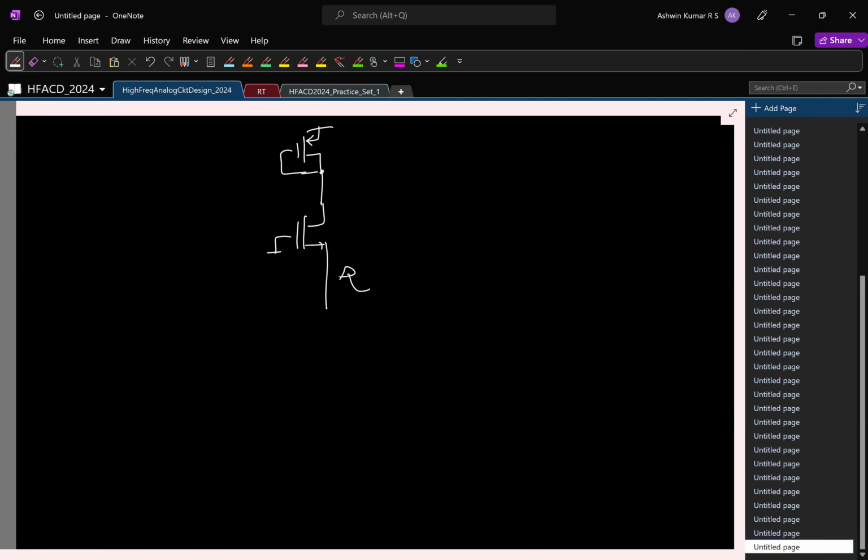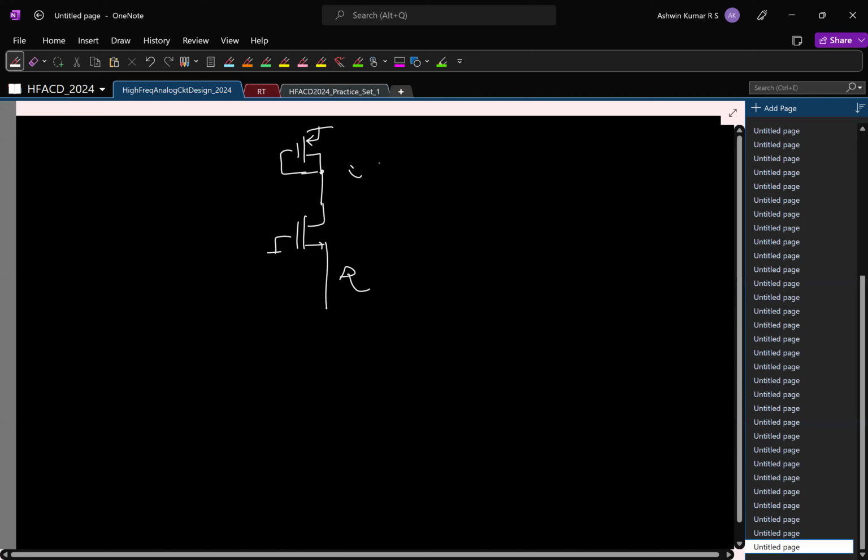I mean, under some conditions we saw the upper resistance is very less, and in this case it is 1 by 2 GM4. The upper resistance should be smaller than the R0 of the transistor. In that case, what is the impedance looking? Let us say M2, it's 1 by 2 GM.